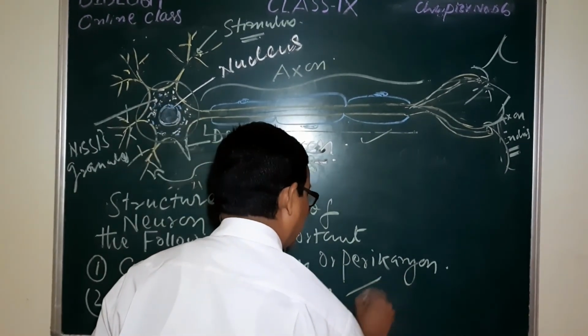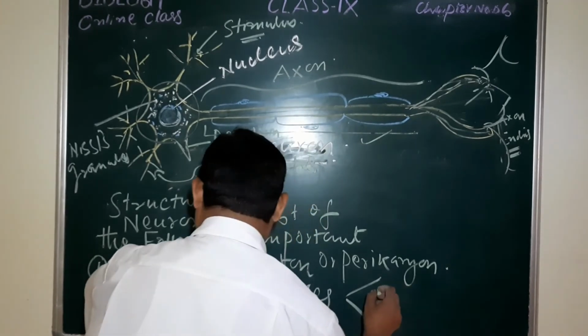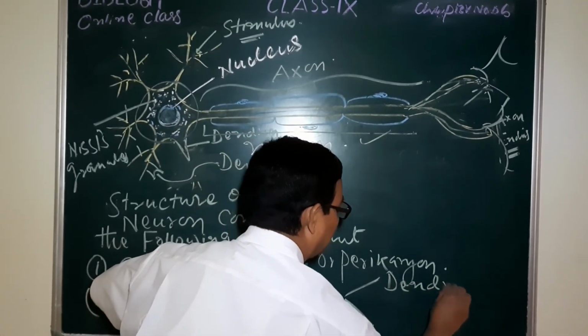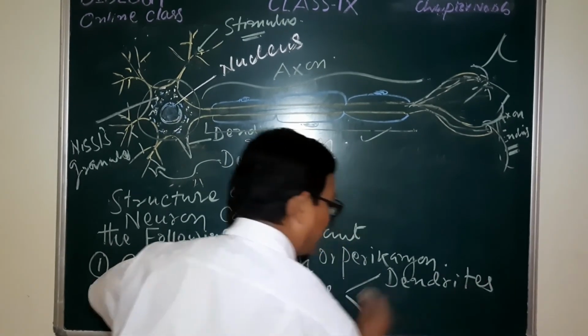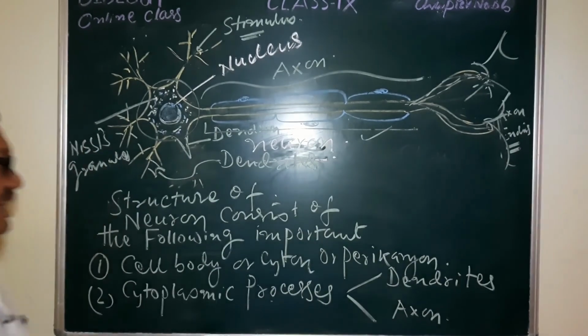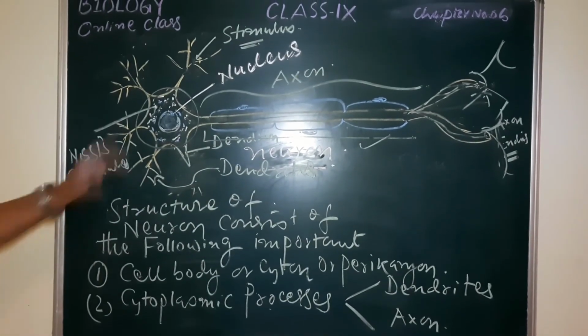Cytoplasmic processes are of two types, that is dendrites, and the second one is the axon. So this is the structure, a brief idea about the neuron.